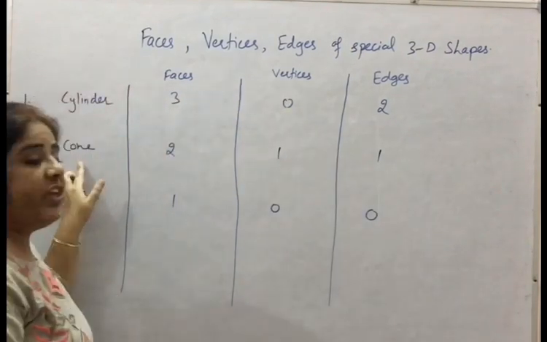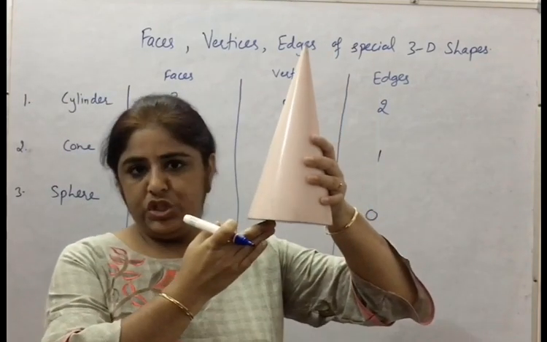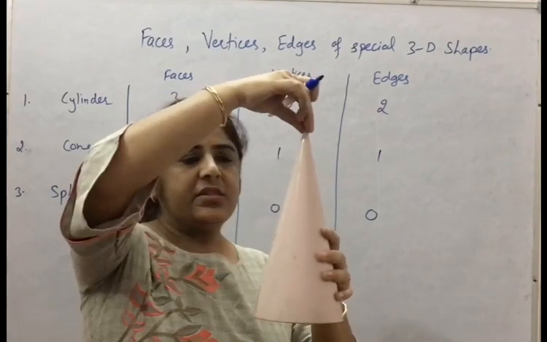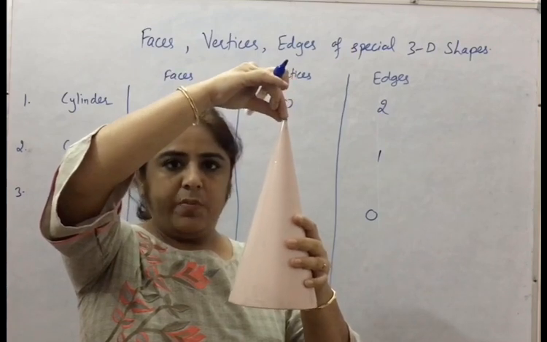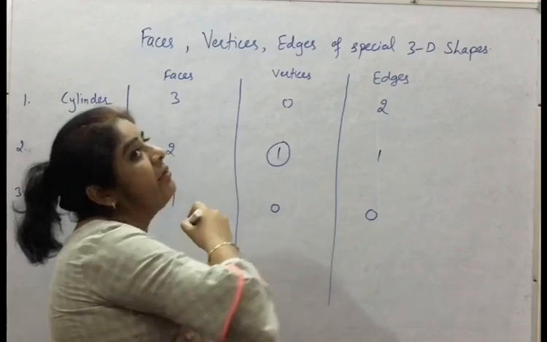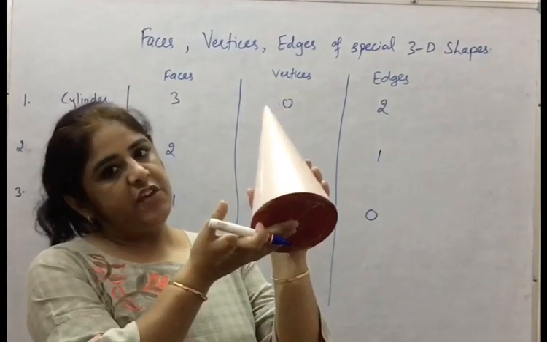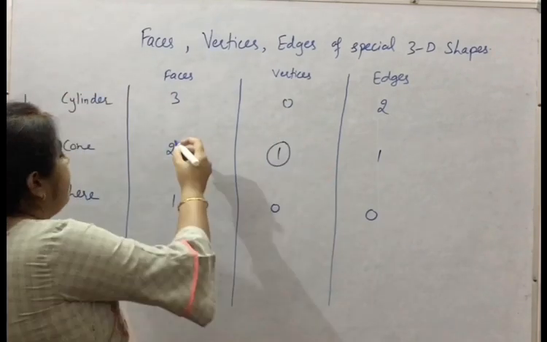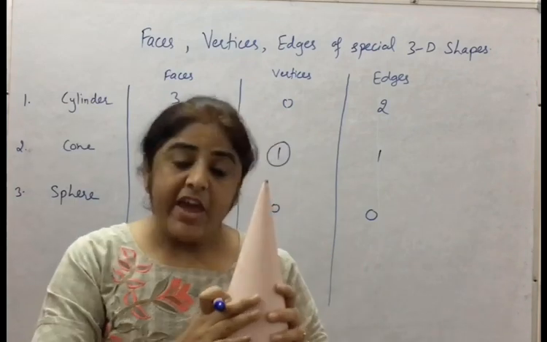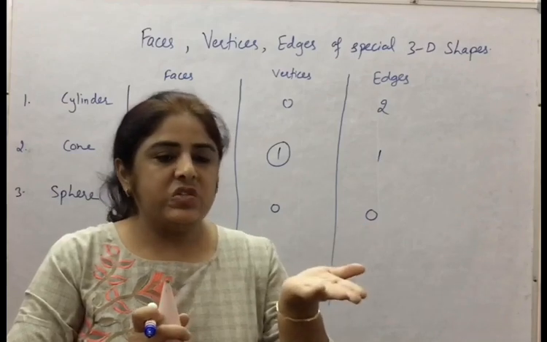Now we will go with the cone. You have seen the cone shape. This is called a cone. So how many vertices does it have? Because this top is a vertex. So how many vertices does it have? Only 1. So how many faces? One face is this and one face is this. So how many faces does it have? 2 faces. Get it?